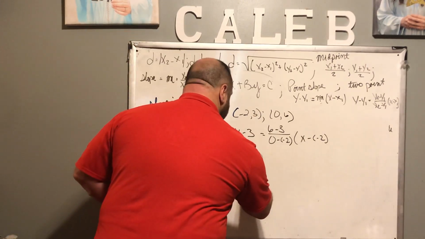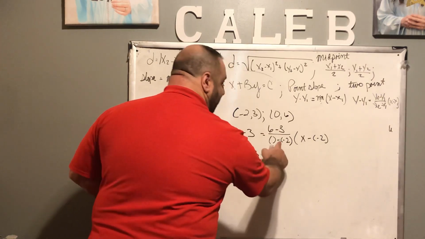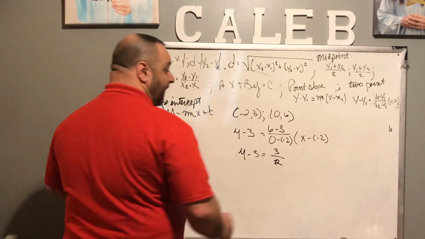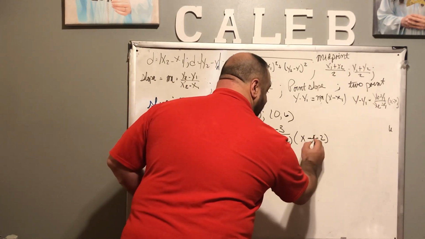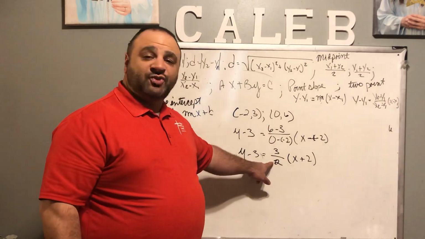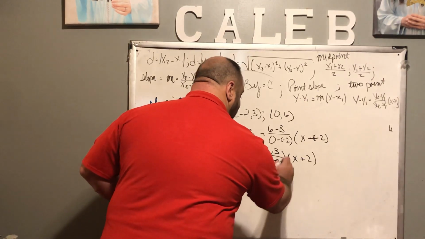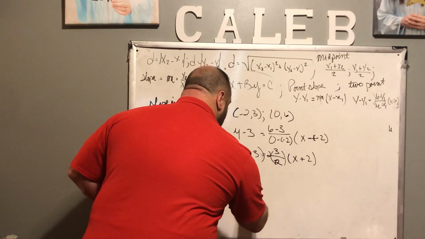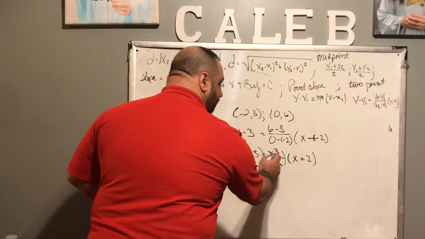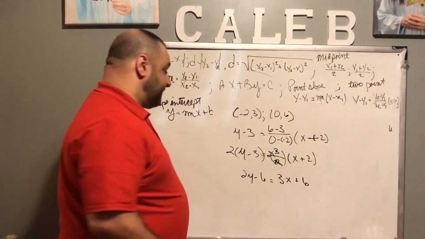So we have y minus 3 equals, 6 minus 3 is 3, and then negative times a negative gives me a positive 2. And then x, that becomes a plus 2. Now, again, anytime we have this fraction, we want to eliminate this fraction, so I'm going to multiply both sides of my equation by my common denominator. So 2y minus 6 equals, these cancel out. So 3 times x is 3x. 3 times 2 is 6.